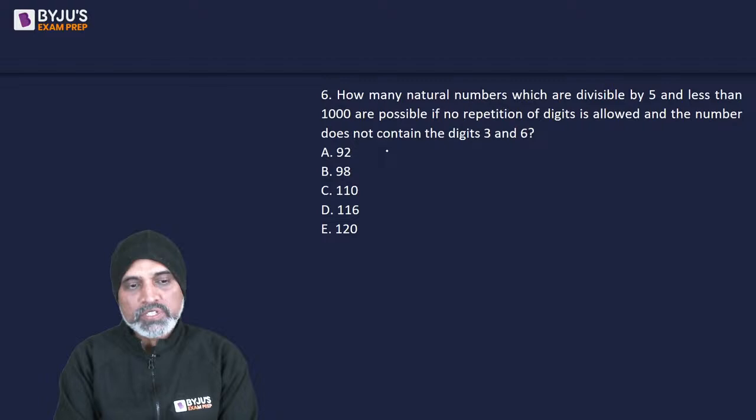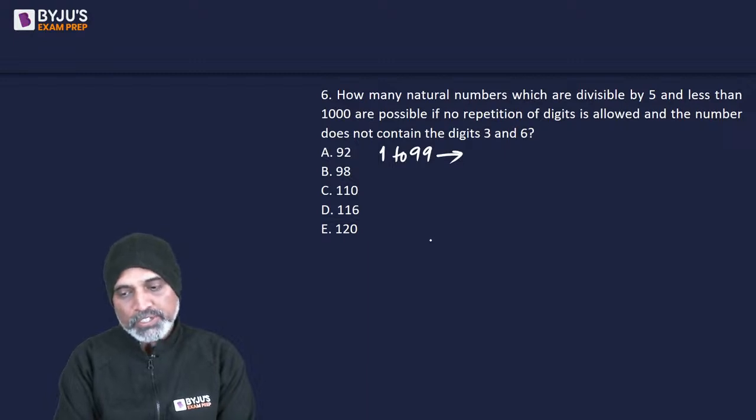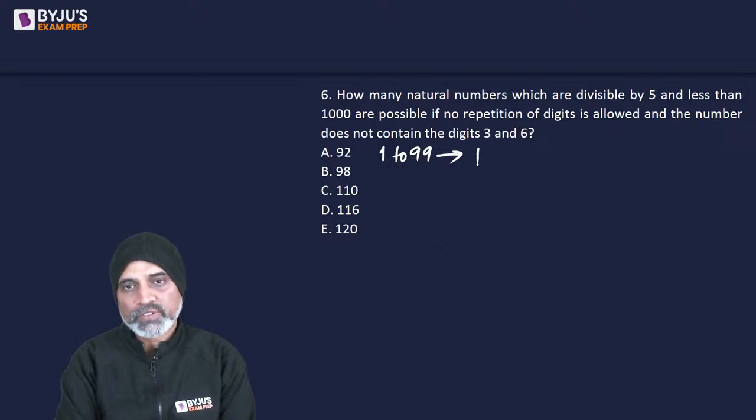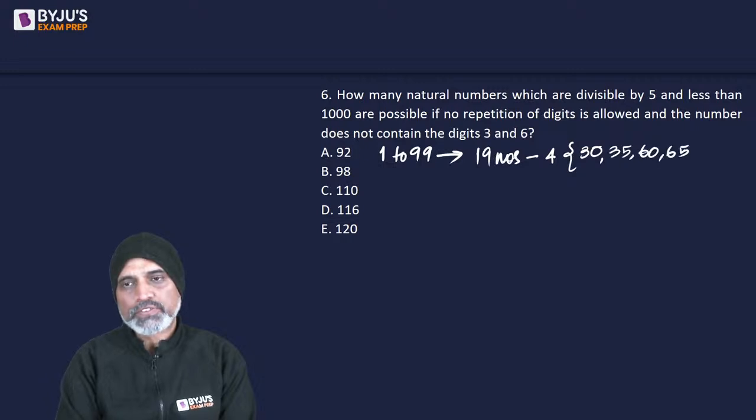So suppose if I take 1 to 99. 1 to 99, we have a total of 19 numbers which are in the table of 5. Out of these 19 numbers, we can't take 4 numbers. The numbers being 30, 35, 60 and 65. So we can't take 4 numbers. So we will have only a total of 15 numbers.